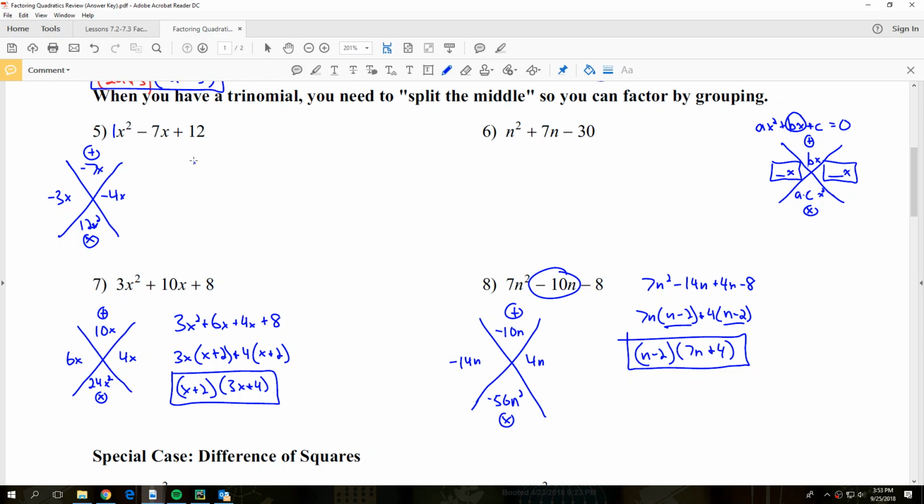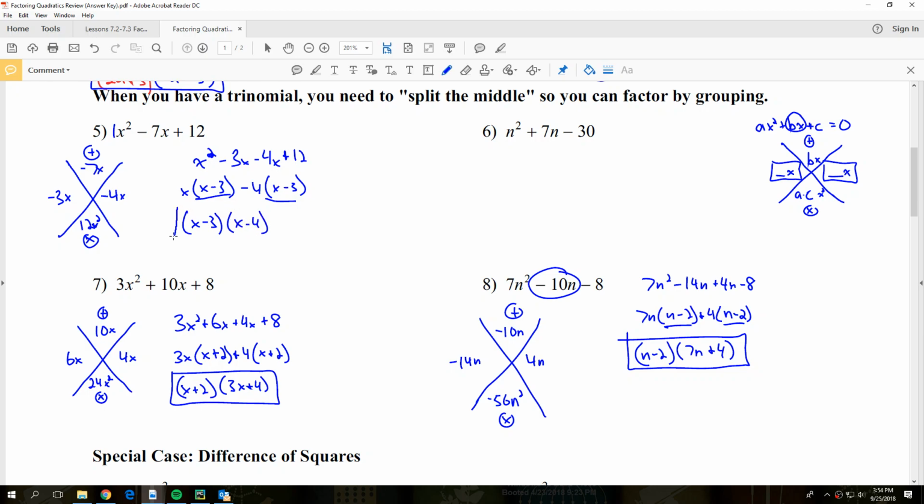So now I can separate these. So I can say this is x squared minus 3x minus 4x, and then plus 12. Now we'll factor by grouping, pull out an x, yep, just an x. So I have x minus 3, pull out a negative 4, and I'm left with x minus 3. And then I've got one greatest common factor of x minus 3, and I'm left with x minus 3 times x minus 4.